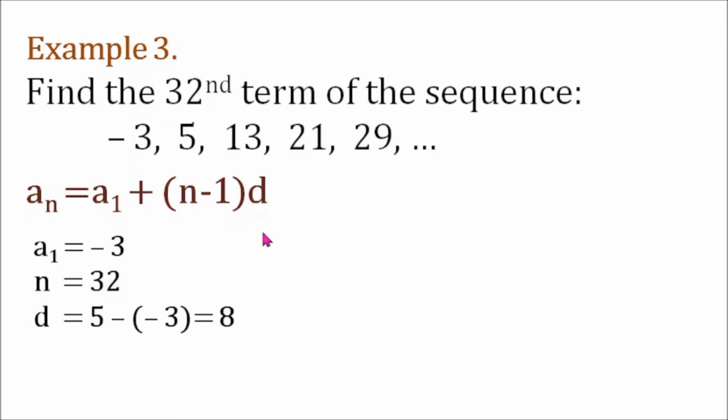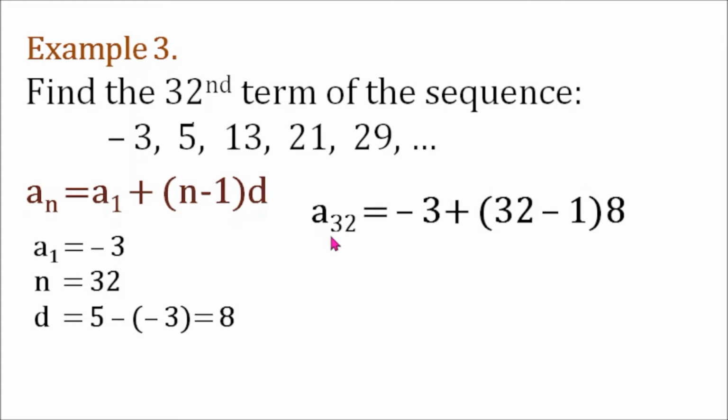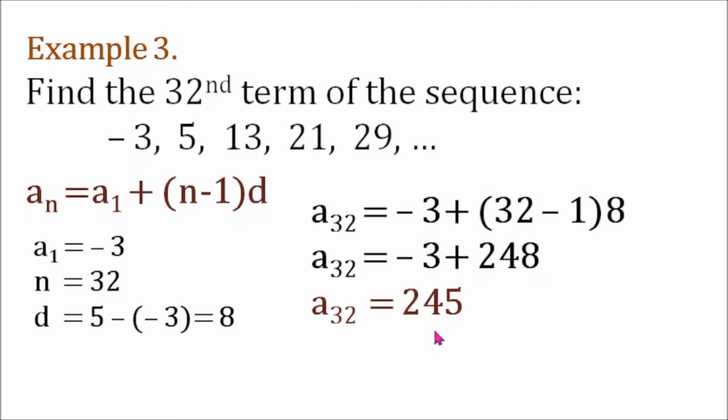Now we can use the formula. a sub 32, the 32nd term, equals a sub 1, which is -3, plus 32 minus 1 times 8. Now, we simplify further. 32 minus 1 is 31, times 8 is 248. Now here we have -3 plus 248 equals 245. So this means the 32nd term is 245.